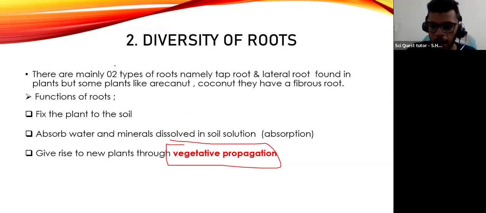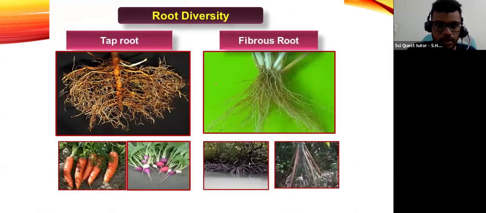Now let's move to the other slide. You can look at here, these are some pictures of taproots and fibrous roots. This is the fibrous root. So yes, good examples. You can look at here, the taproot is there, and then the fibrous root is also there in a carrot. This is a nice picture you all can see.